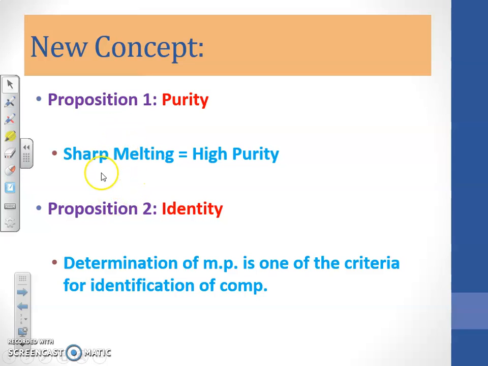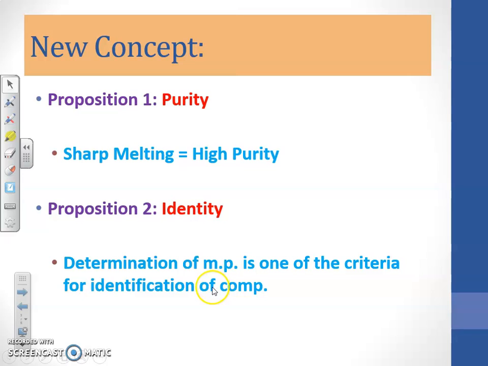If the melting point is sharp, then we can say that it is a highly pure substance. Next, the melting point is also used for identity, because the melting point is one of the physical constants, fixed and given by the official pharmacopoeia for a particular substance. For example, benzoic acid has 122 degrees Celsius as its melting point. So one can use the melting point as an identification parameter, to identify whether the given sample is benzoic acid or not, by determining the melting point.